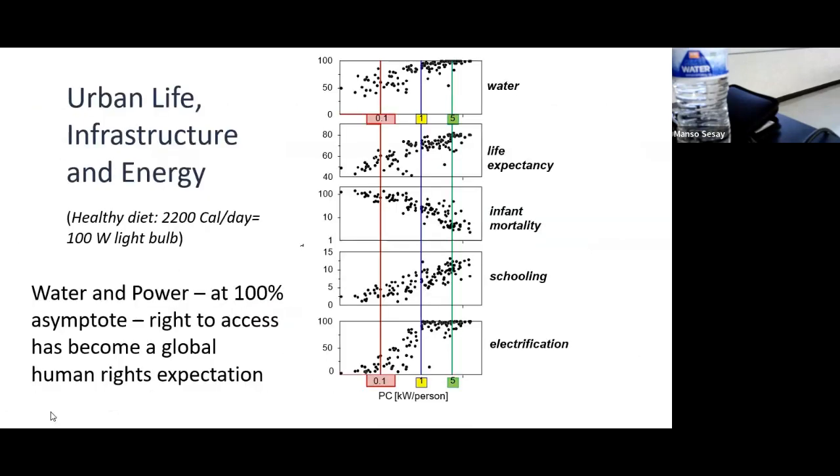Okay, I have no idea why it's doing this, but for urban life, which is happening increasingly on a global extent, here we can look at the power in kilowatts per person around the world, in different countries, and we can see some pretty amazing things. Things have been increasing: high schooling, low infant mortality, higher life expectancy, and in particular, water and power, they asymptote to 100%. What that effectively means is that 100 years ago, people did not have the human right to access water. That was not a human right. Access to power was not a human right. It is now. It's becoming a human right.